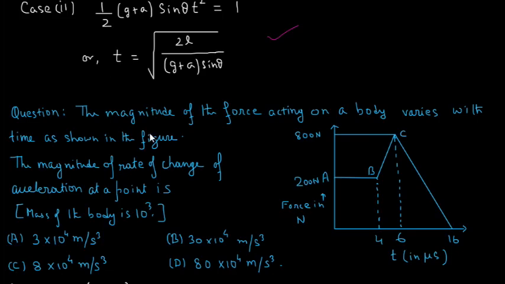Next question. The magnitude of a force acting on a body varies with time as shown in the figure. The magnitude of rate of change of acceleration at a point is, where mass of the body is 10 to the power 3. Options are: A, 3 multiplied by 10 to the power 4 meter per second cube. B, 30 multiplied by 10 to the power 4 meter per second cube. C, 8 multiplied by 10 to the power 4 meter per second cube. D, 80 multiplied by 10 to the power 4 meter per second cube. Option is B and C.